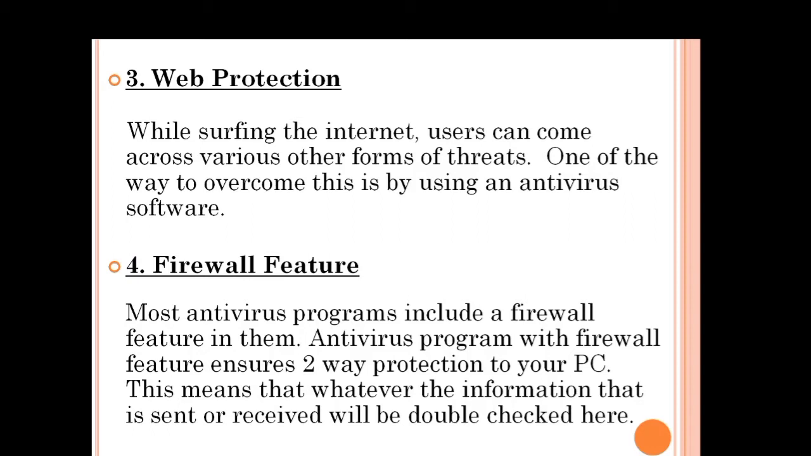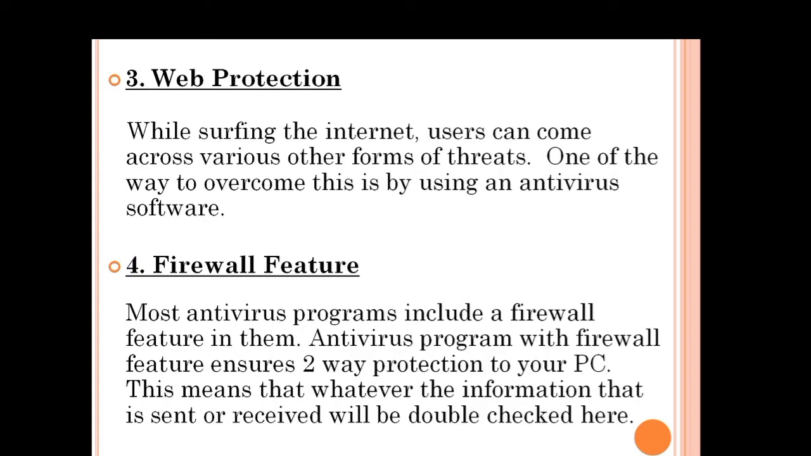The next advantage is web protection. While surfing the internet, users can come across various forms of threats. For example, a number of pop-up ads may appear, and by clicking on a link, the user can come across various threats. One way to overcome this is by using antivirus software. For web protection, antivirus software is also used.